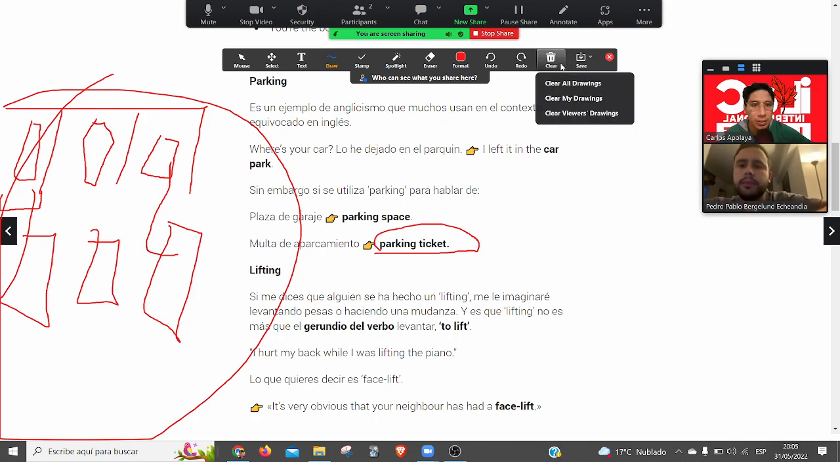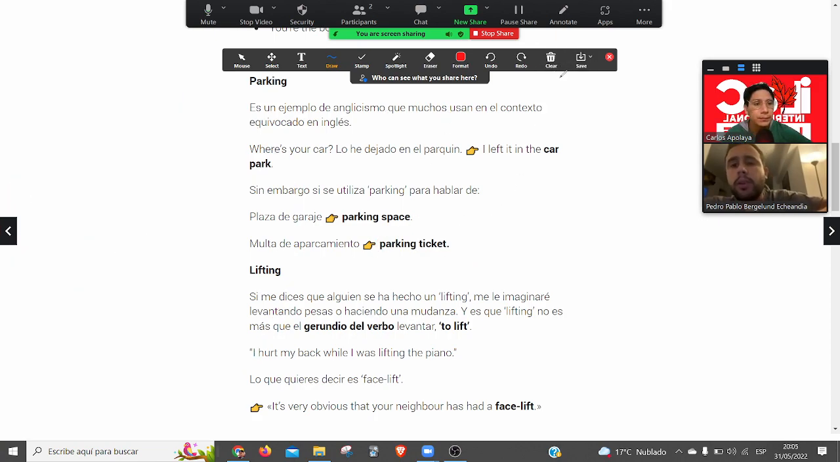Donde dice, tú te has quedado mucho tiempo aquí. Parking ticket. Any questions? Yes, and you can use parking like a verb. I'm parking my car. Yeah, parquear. Park como parquear, estacionar. ¿Dónde dejas tu carro? I am parking my car in the car park. Because I'm looking for a parking space. And I don't want to have a parking ticket. You see the difference? Okay. I'm parking my car because I'm looking for a car park maybe.